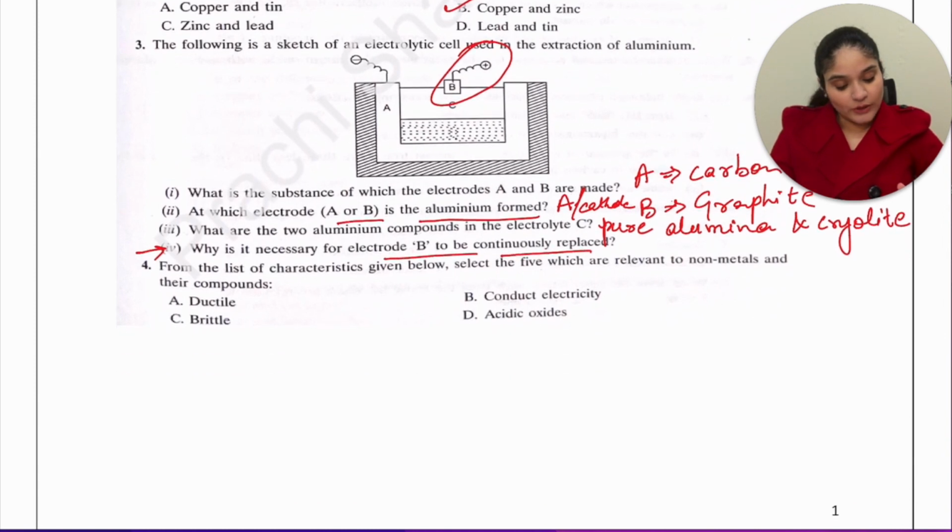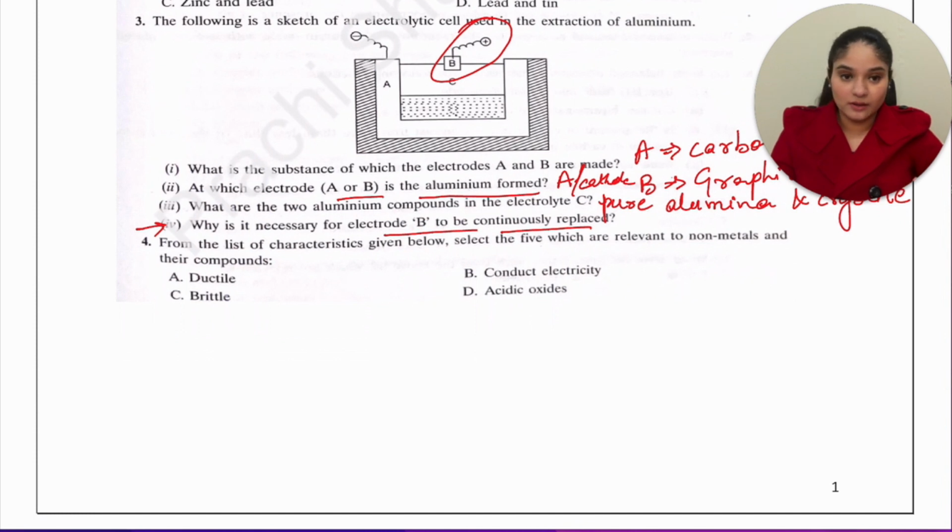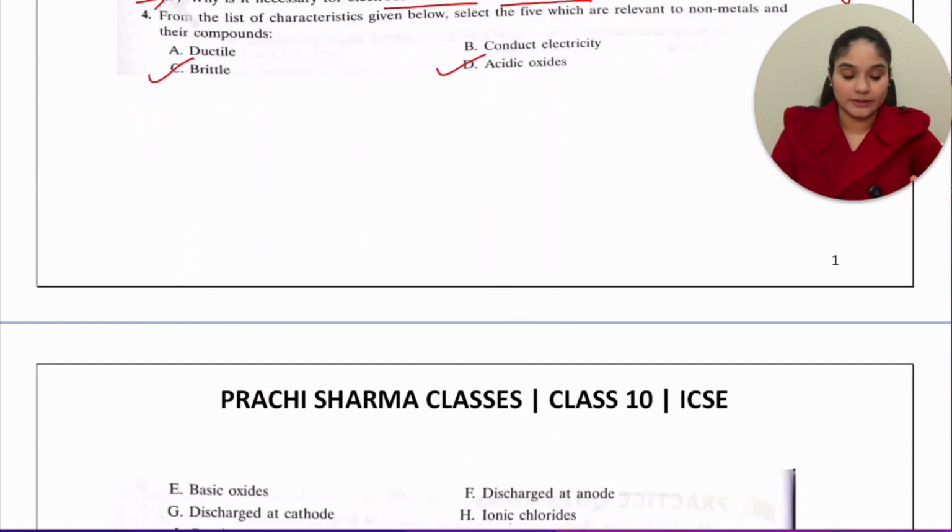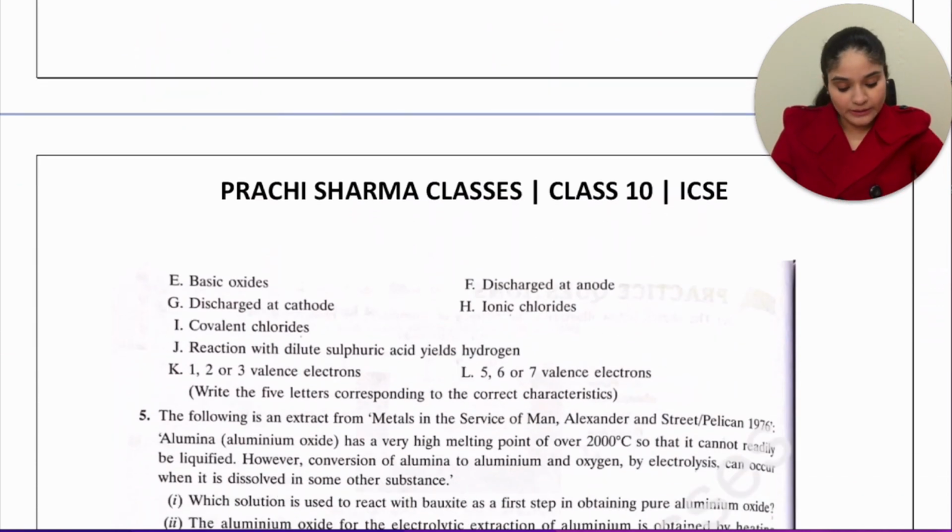From the list of characteristics given below, select the 5 which are relevant to non-metals and their compounds. Let's start with A. A is ductile, so metals are ductile. Non-metals are not ductile. Then conduct electricity? No. Brittle? Yes. So non-metals are brittle. Then acidic oxides? Yes. They form acidic oxides. Then basic oxides? No. Discharged at anode is correct. They are discharged at anode.